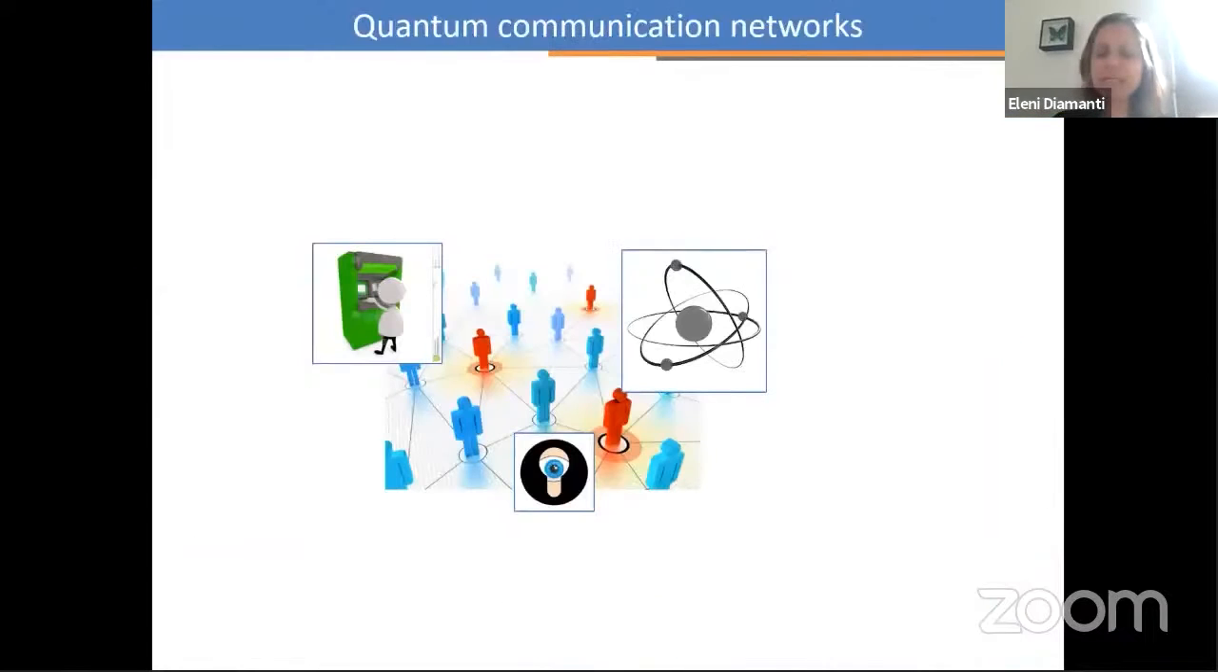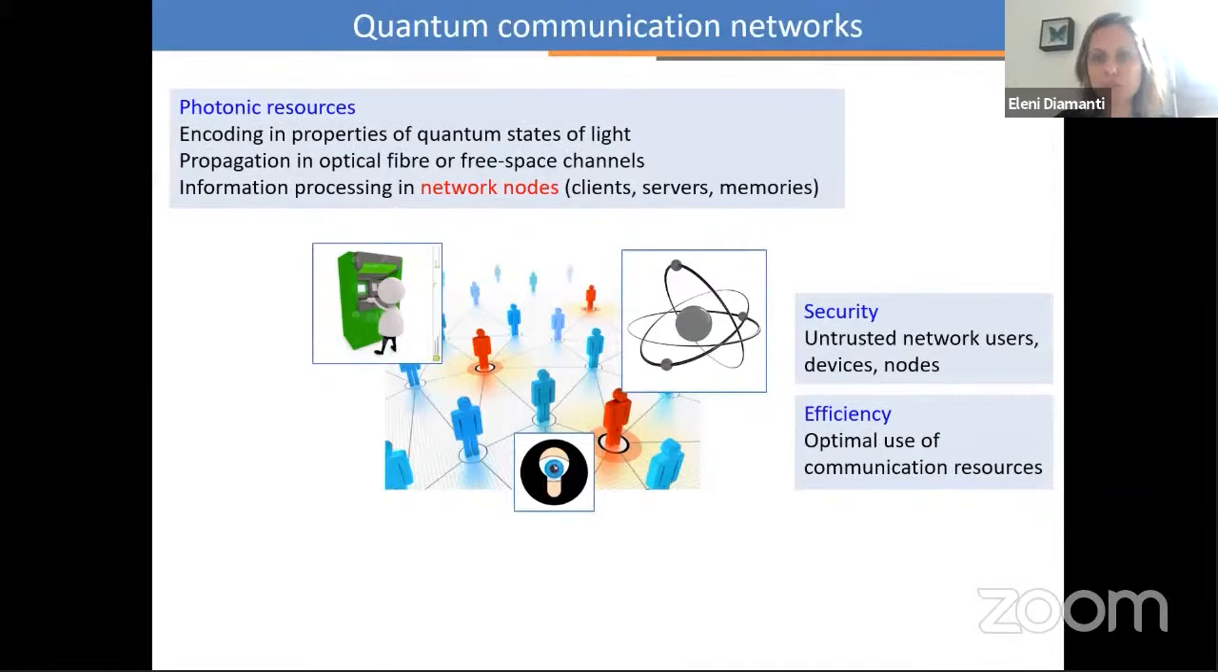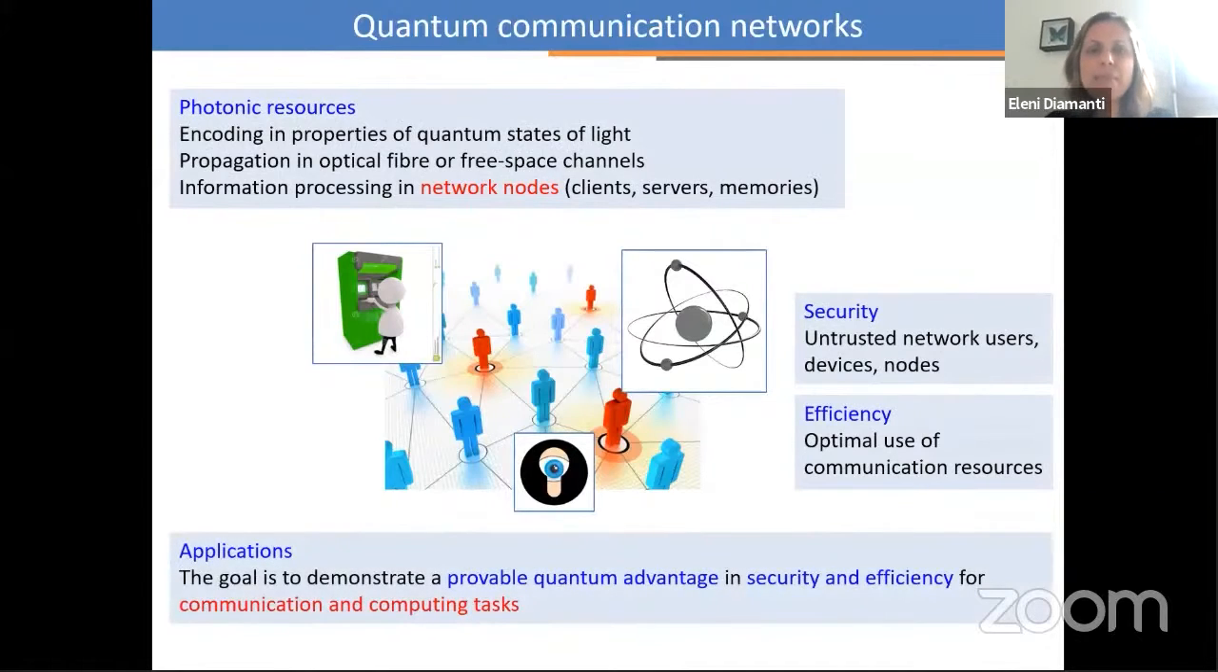So let me start. The general context of this talk is quantum communication networks and what we can do with them. I'm going to be using in general photonic resources, mostly in optical fiber propagation. And of course, the general context is that one can do information processing with network nodes. I imagine here the network in a sense where we have servers, clients, memories, all sorts of devices that need to be connected and that we would like to use for performing specific tasks. I'm mostly interested in the security and in the efficiency aspects of such a network and how to preserve it in situations where security or privacy matters.